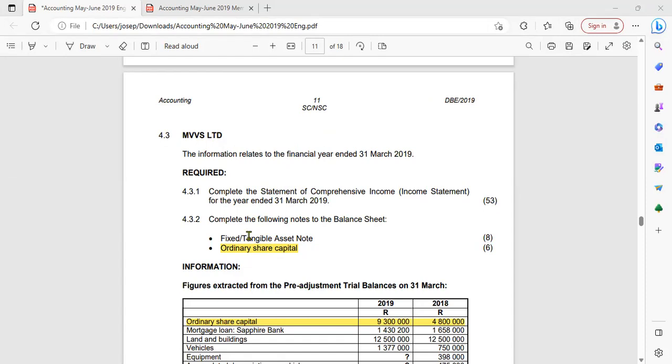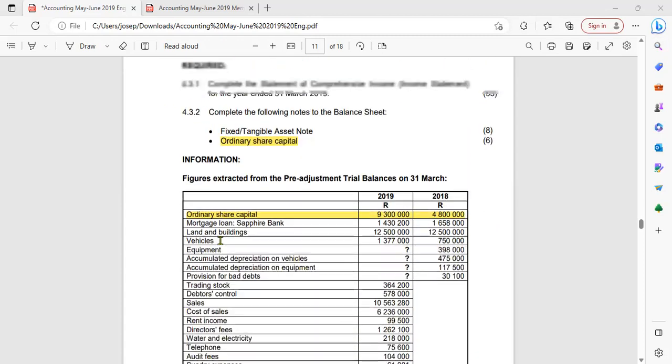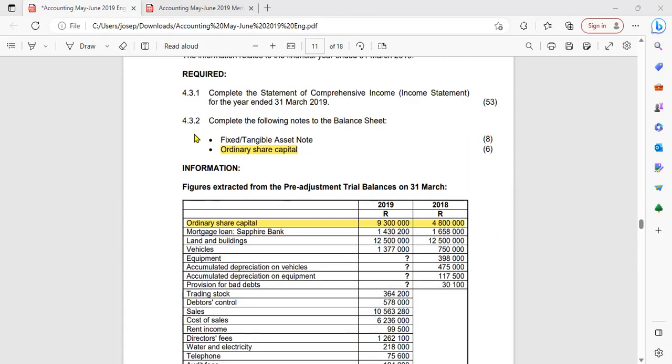I'm going to start with ordinary share capital. Let's go to the question paper. Let us not waste time. Ordinary share capital, which is 4.3.2, right? Okay. So I have highlighted this information because we are going to use it for ordinary share capital.